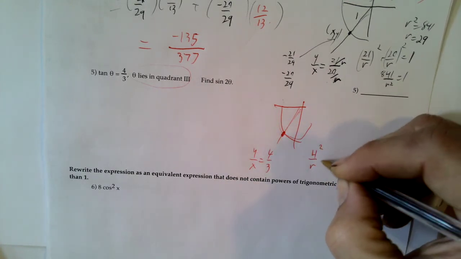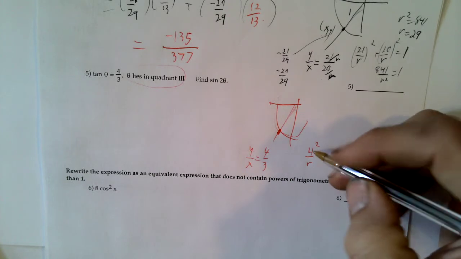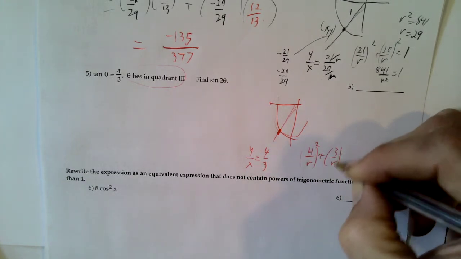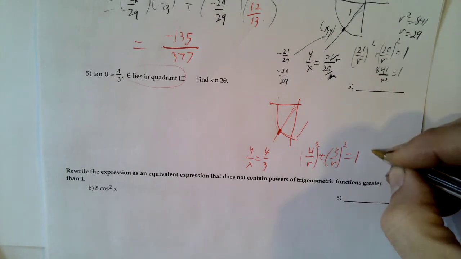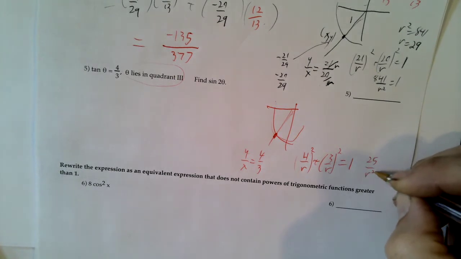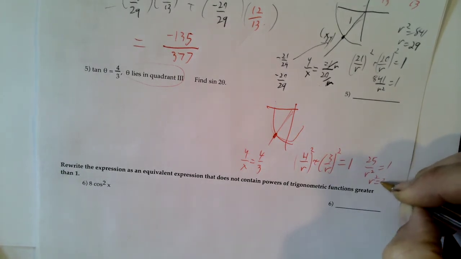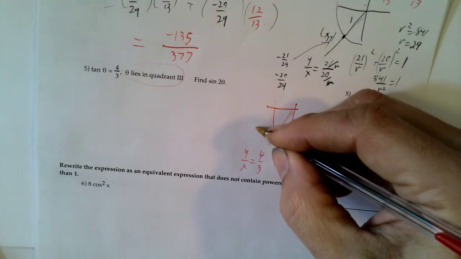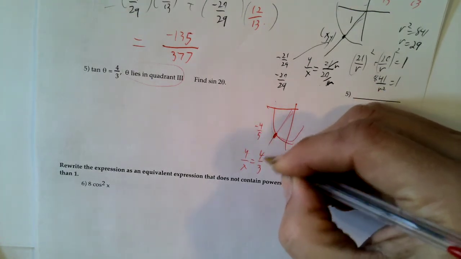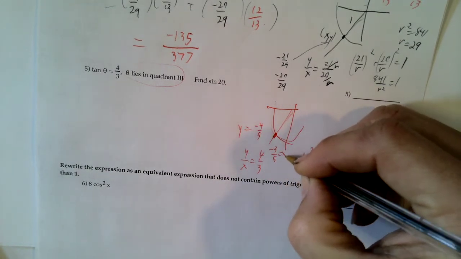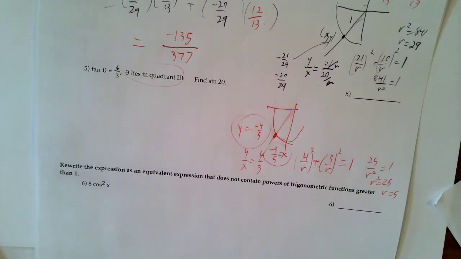So 4 over r squared. Well, it's really negative 4 and negative 3, but it's going to be squared here anyway. So r squared equals, what you end up with here is 25 over r squared equals 1. R squared is 25, so r is 5, and this is really negative 4/5 is the y value. And negative 3/5 is the x value. And so that's cosine and that's sine of theta.